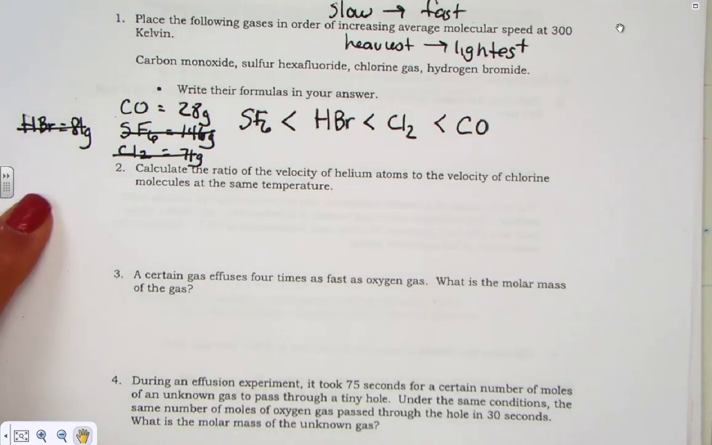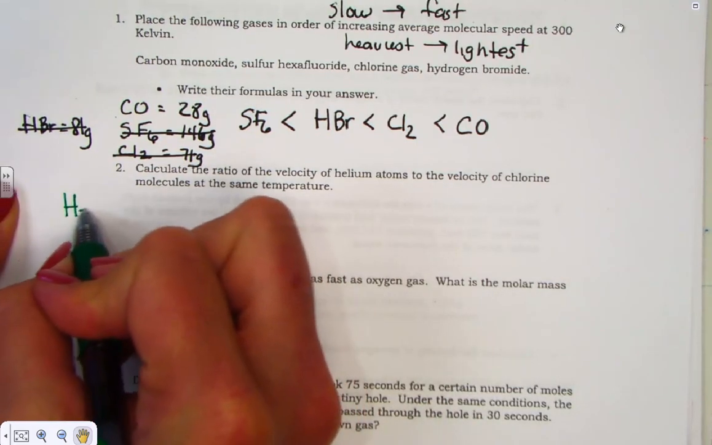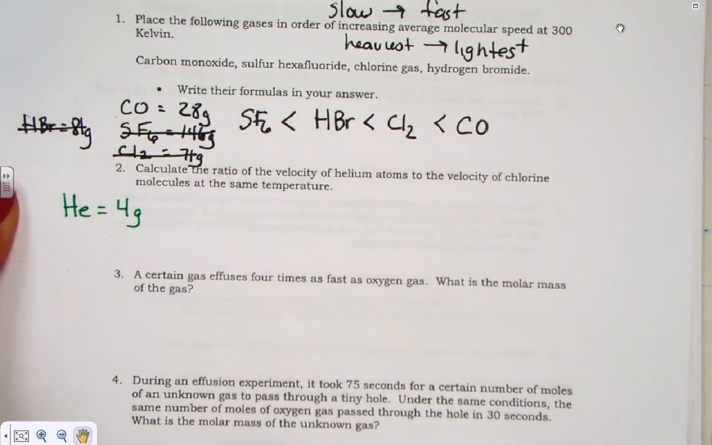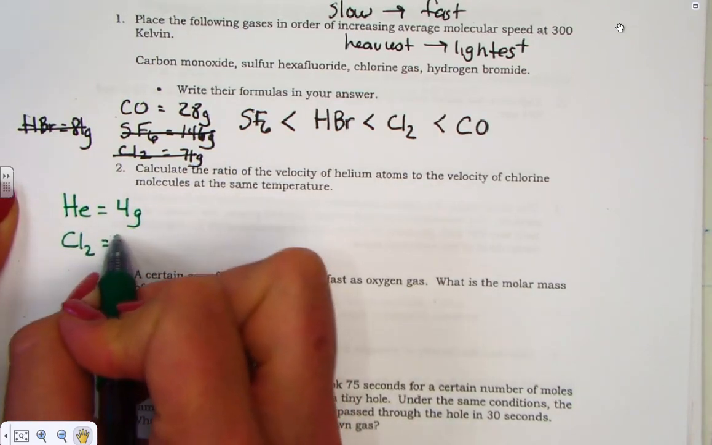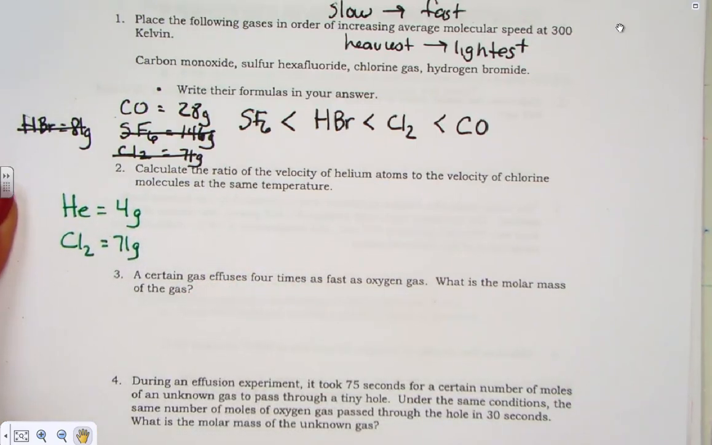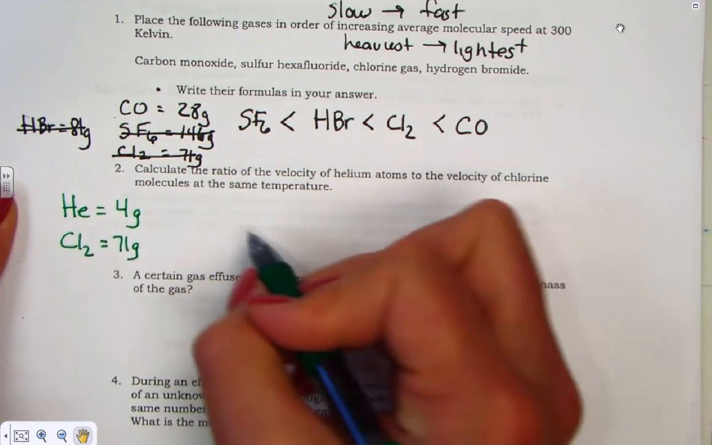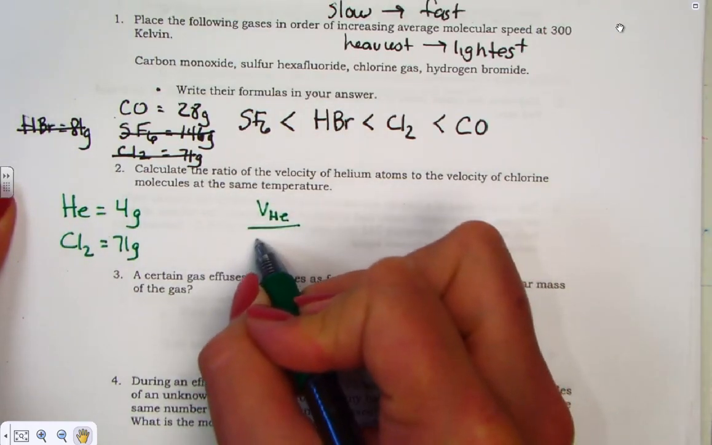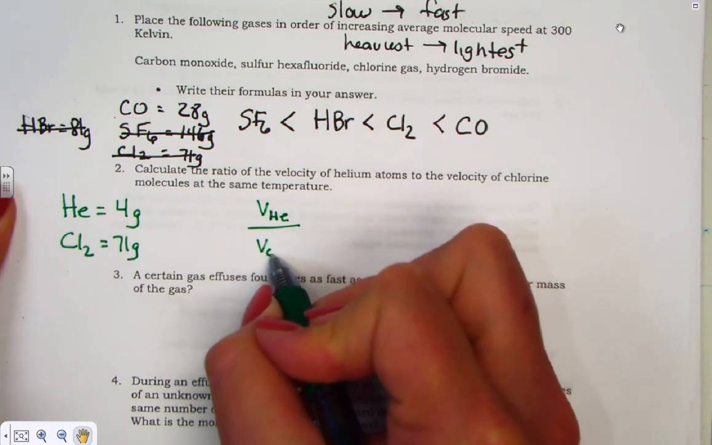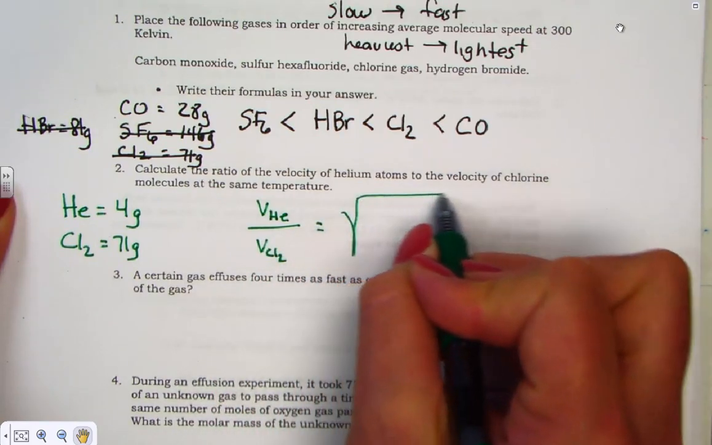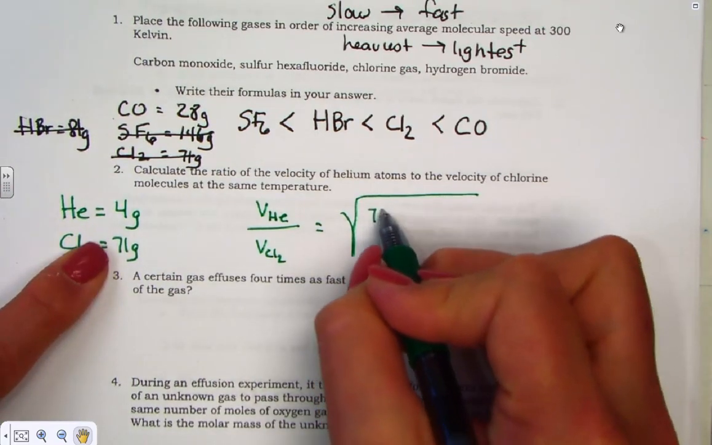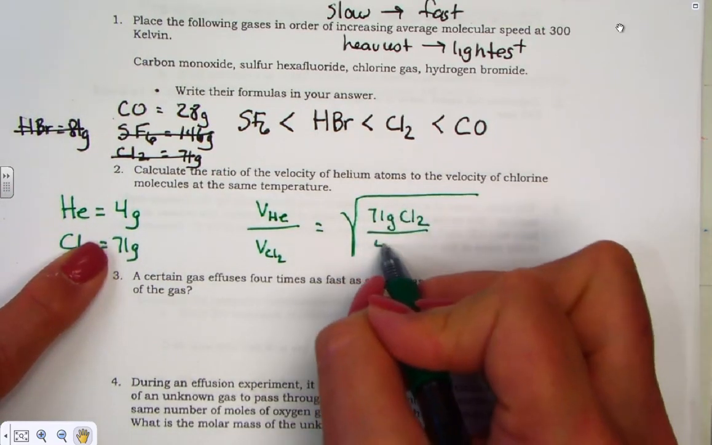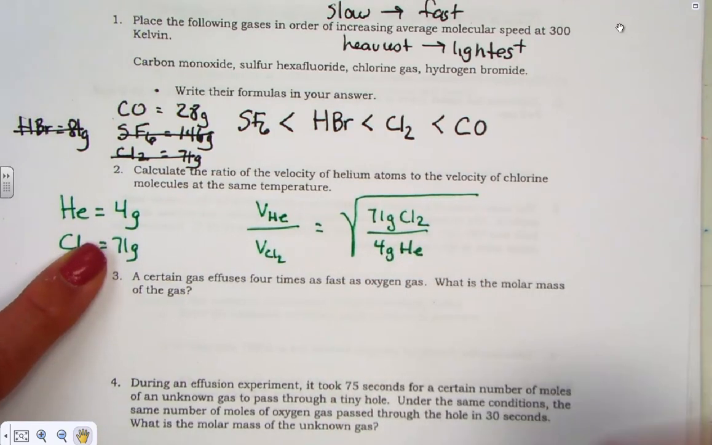Number 2. Calculate the ratio of the velocity of helium to chlorine. Helium is a noble gas with a molar mass of 4. Chlorine is a diatomic molecule, molar mass of 71. Since we're finding the ratio of velocity, I'll place the lighter gas over the heavier gas to find how much quicker the lighter gas is. And we'll do that by simply taking the inverse of the molar mass. So I'll place chlorine on top and helium on the bottom.